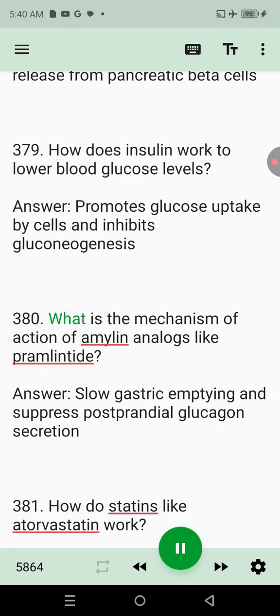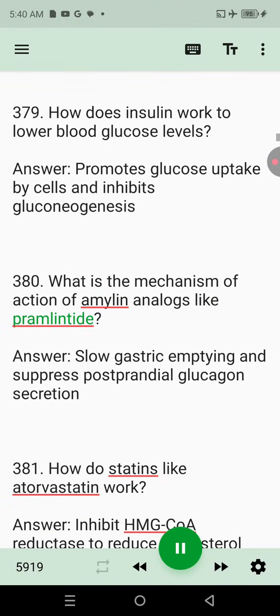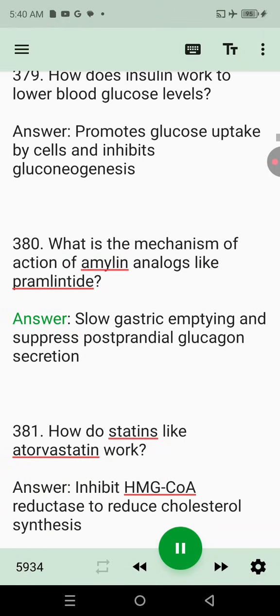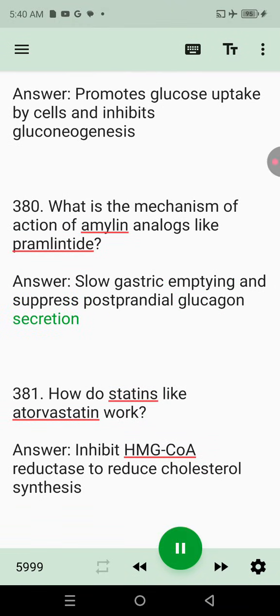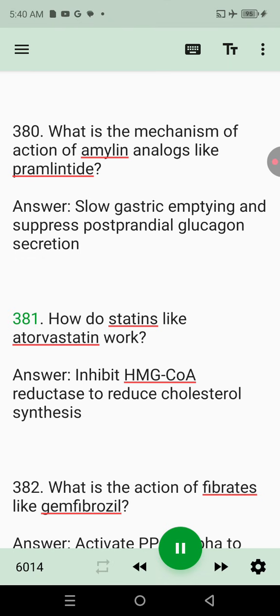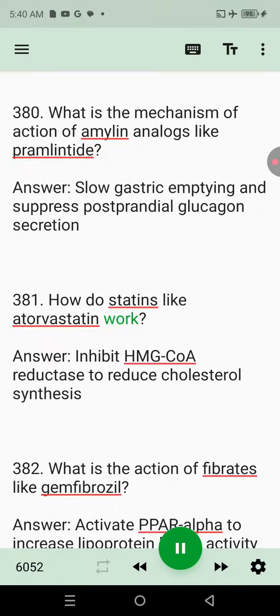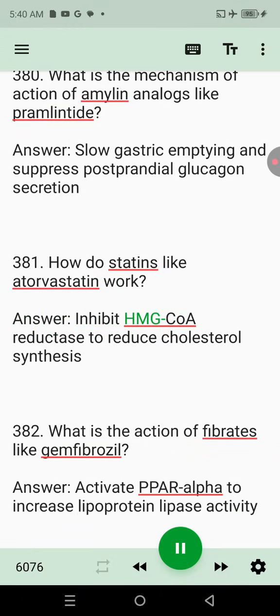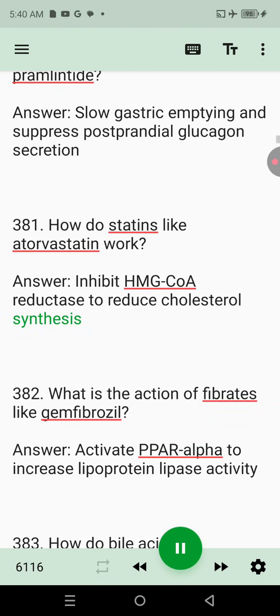380. What is the mechanism of action of amylin analogs like pramlintide? Answer. Slow gastric emptying and suppress postprandial glucagon secretion. 381. How do statins like atorvastatin work? Answer. Inhibit HMG-CoA reductase to reduce cholesterol synthesis.